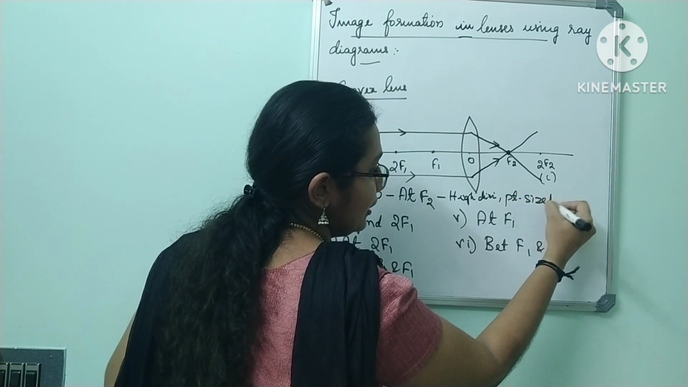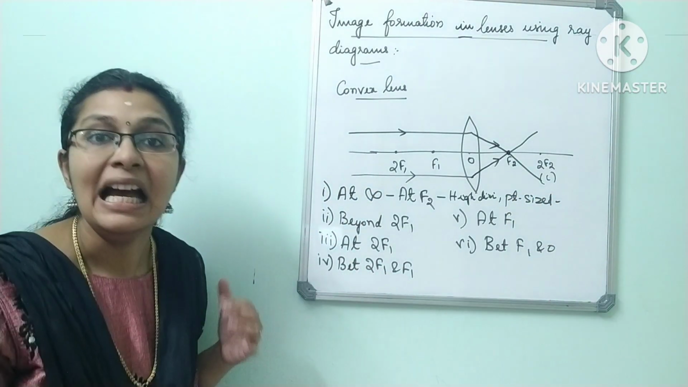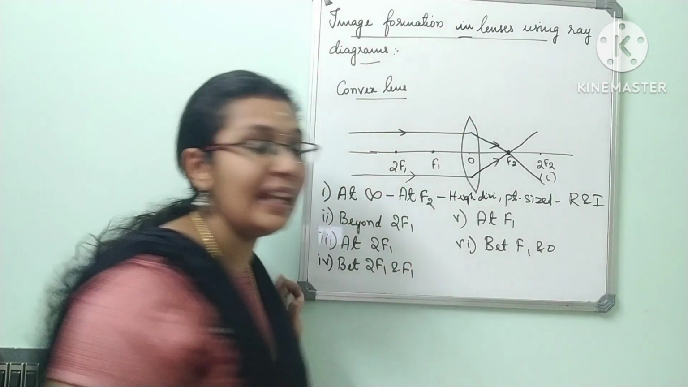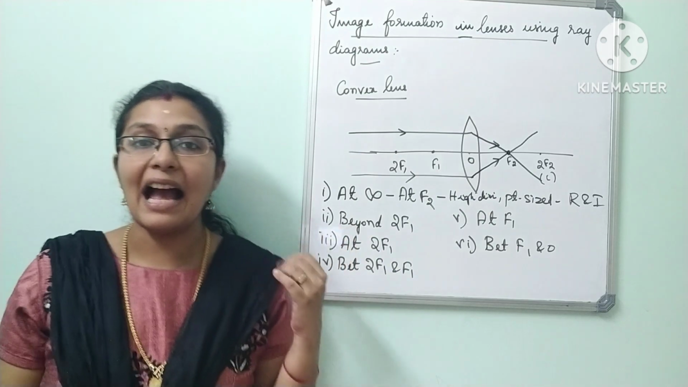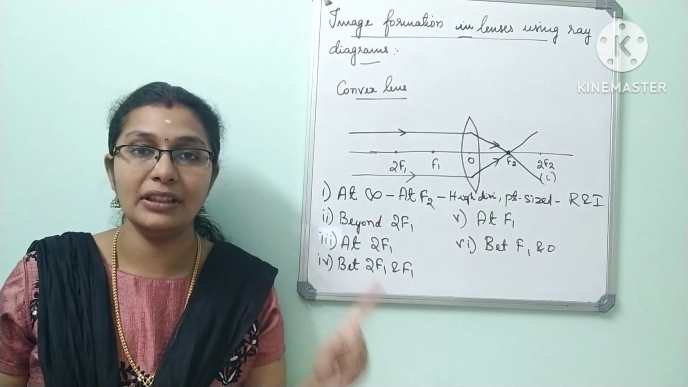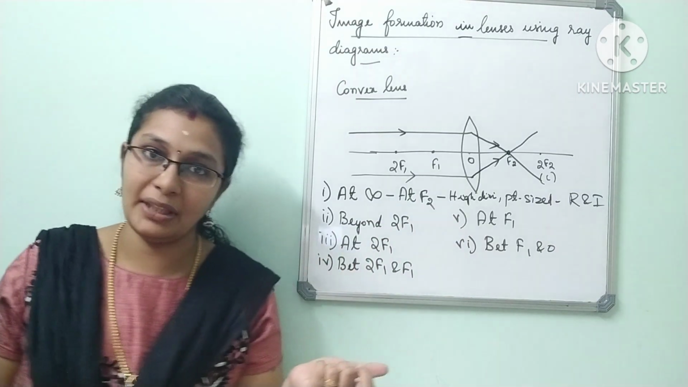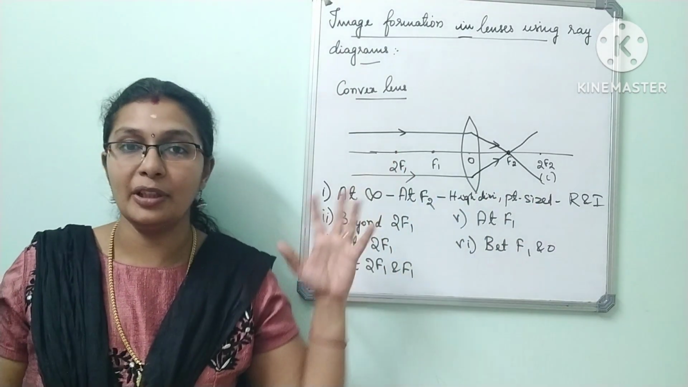And what type of image are you getting? Real and inverted. Just like concave mirrors, we will have all the cases real and inverted except for one case, where, between P and F, you will have virtual and direct, yes or no, and it is formed on the same side.